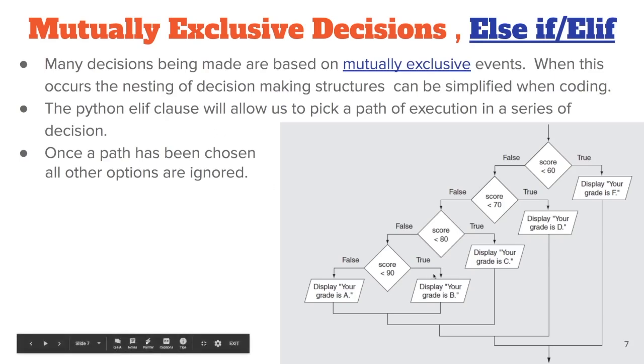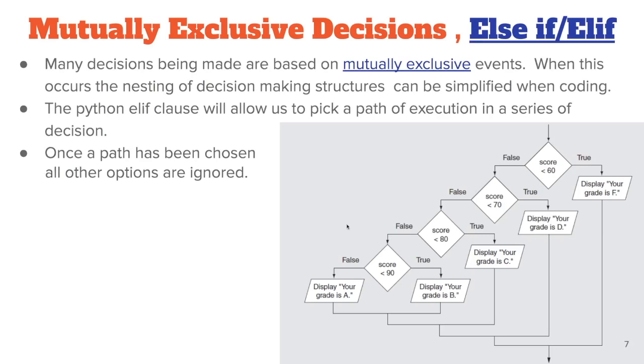So you notice how these flow lines, once you go to the true side, it comes back and it exits the selection structure right below where it started. So we'll do some examples with that, maybe a grade example just like this to make sure we understand how it codes up, and so you can see it in action.